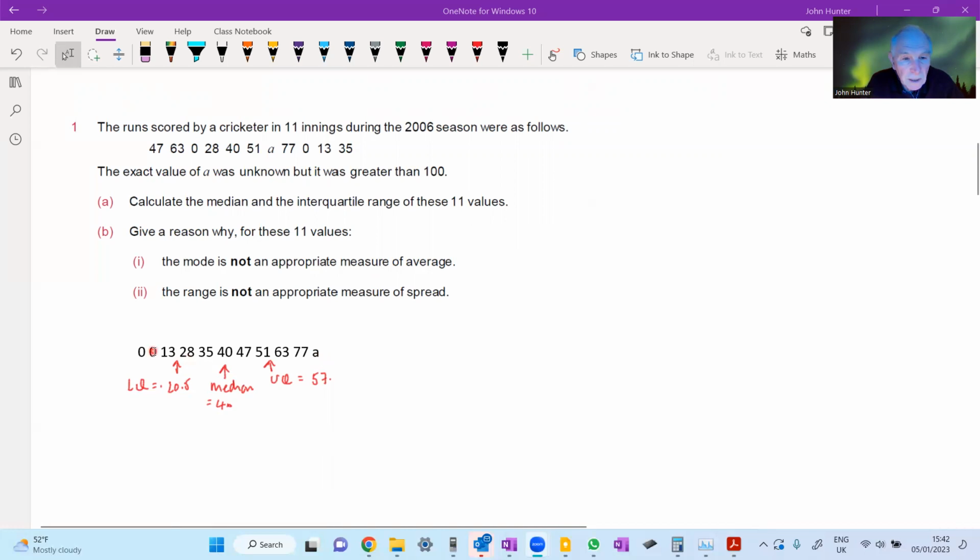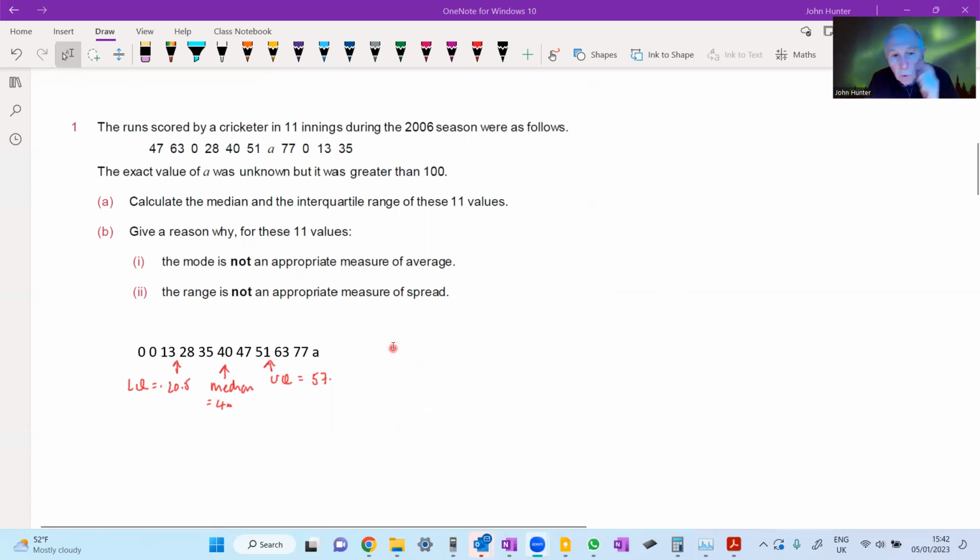and A, we know A is greater than 100, so that must be the top one. And the median is the middle one. In this case, it is this 40 here. Now, you may well say, what happens if there's an even number? Well, we would take our median as being the mean of the two either side. So if there were 20, for instance, there would be the 10th and the 11th, and we take the mean of those two, and the median would be the value in the middle. It seems like the fairest thing to do, doesn't it?